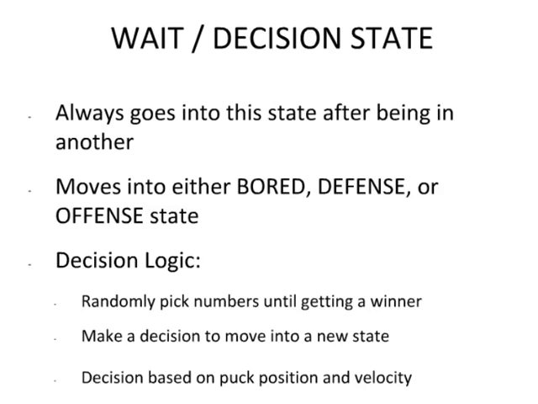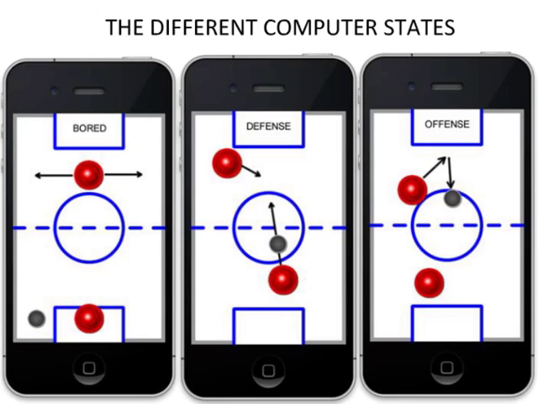Once it picks that winning number, it's going to go into a new state. We decide what state to go into based on the puck: where the puck is, its position, and its velocity, which direction it's traveling. That's what we're going to do for decisions, and it looks a little bit like this. These are the three different computer states we can move into. The first one I call board, and everyone's played air hockey where the other player is just hanging out, not taking their shot, not doing anything. The worst thing you could do is just sit there and not do anything.